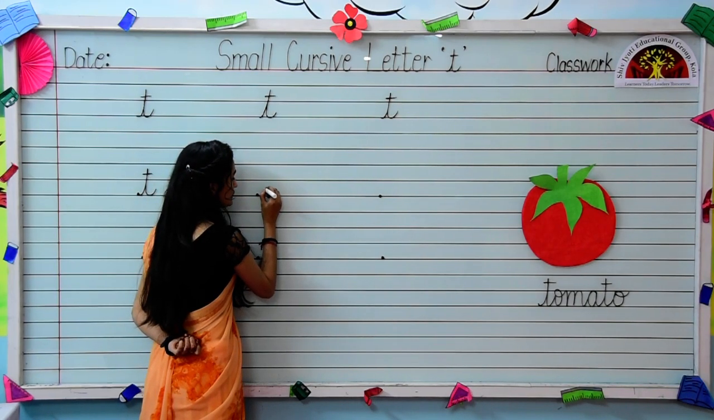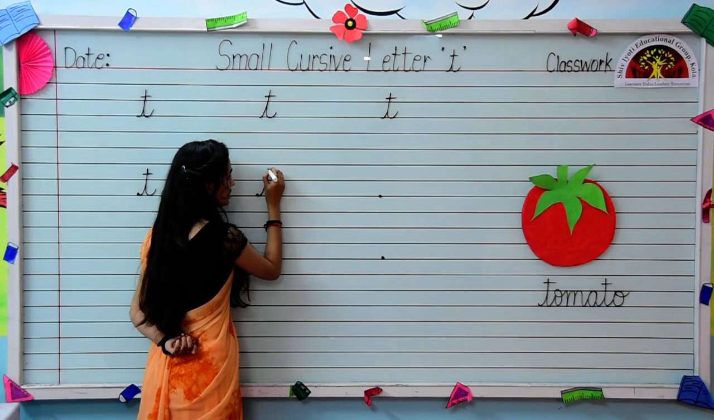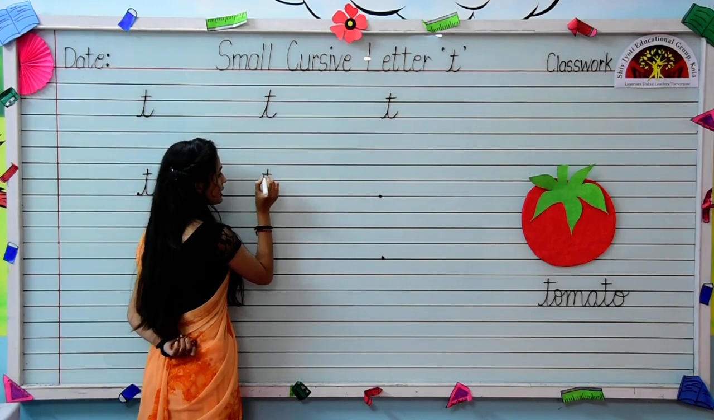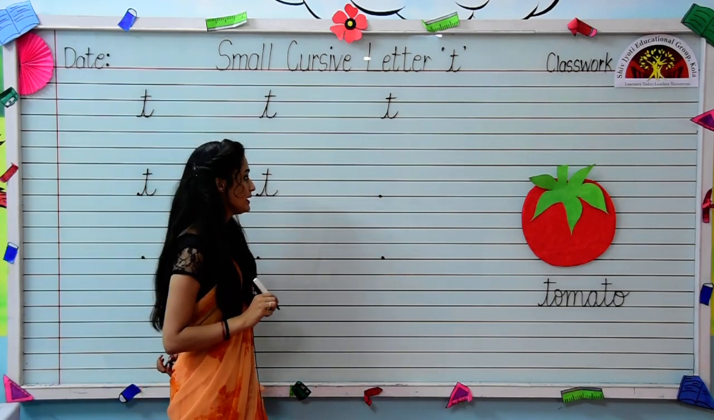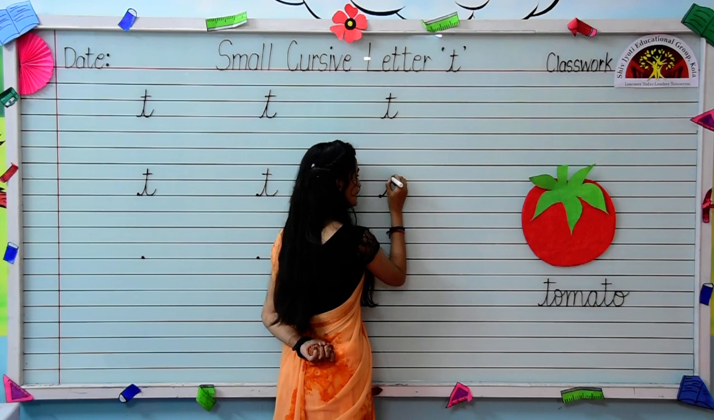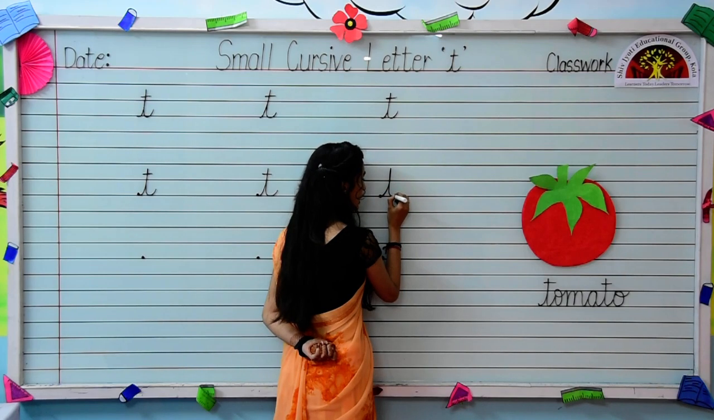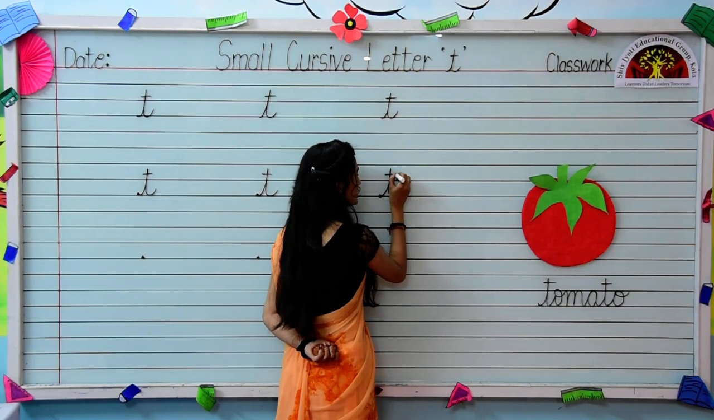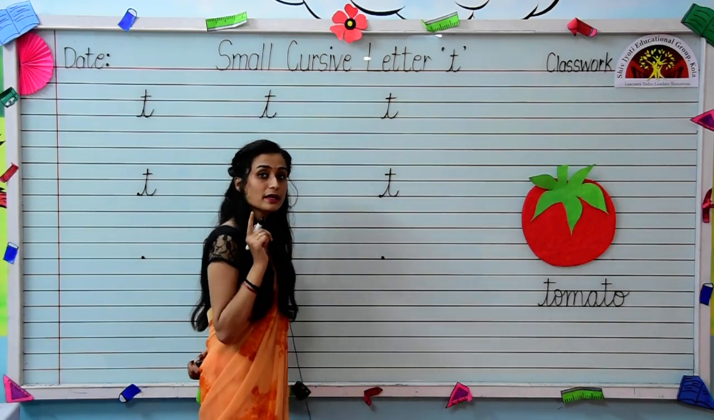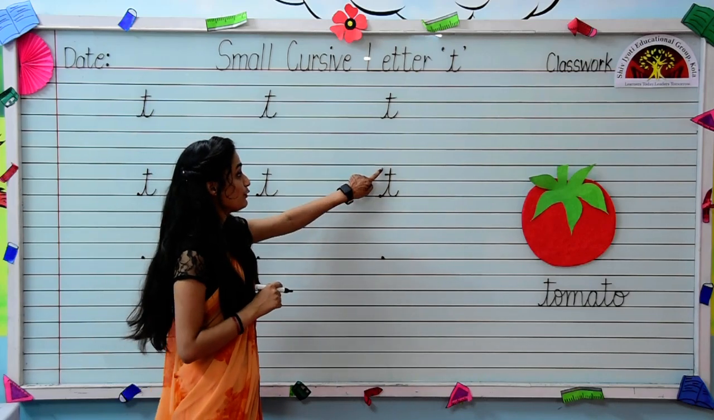From the third line, slanting line going up. Do not touch the first line, come down, touch the third line, make a curve, and a sleeping line in between. Very good. Write very neatly, kids. From the third line, slanting line up. Do not touch the first line, come down, touching the third line, make a curve, and a sleeping line in between the first and the second line. Be careful, do not touch the first line.